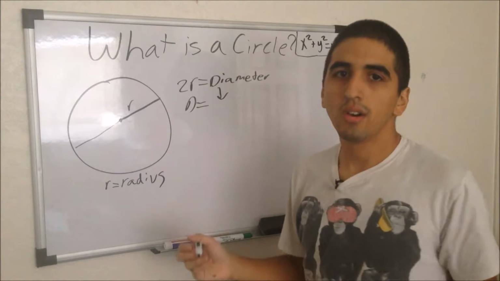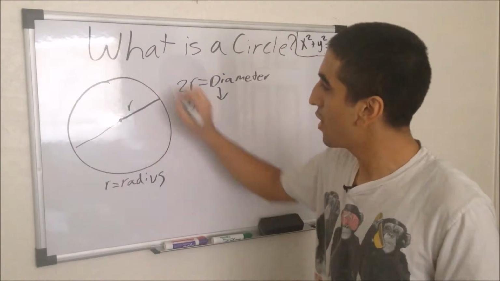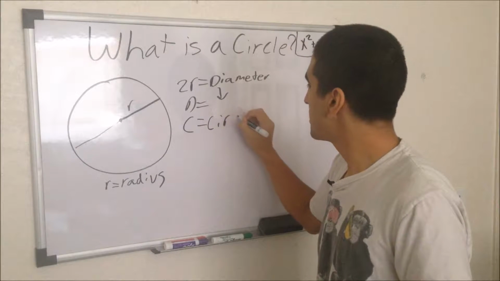Another thing, what about the entire distance around? Well, that is called its circumference. Let's just use C, circumference.